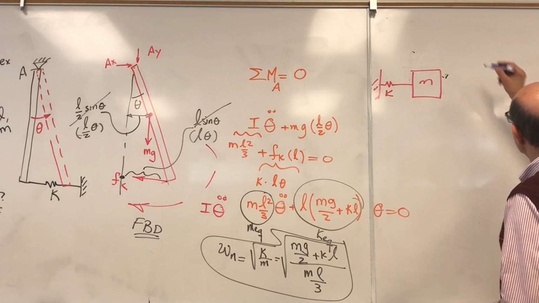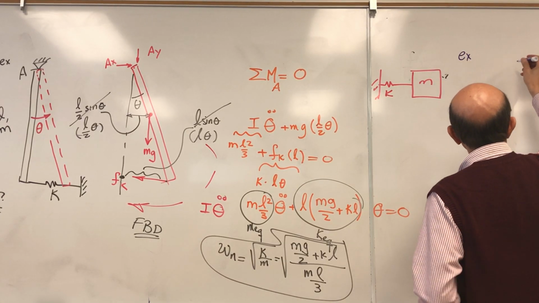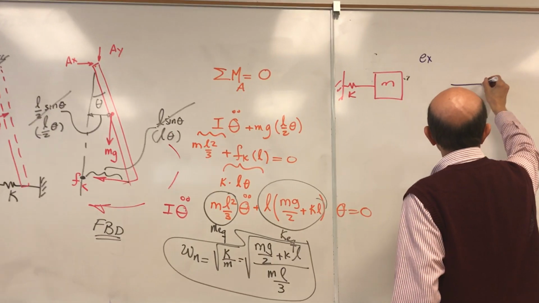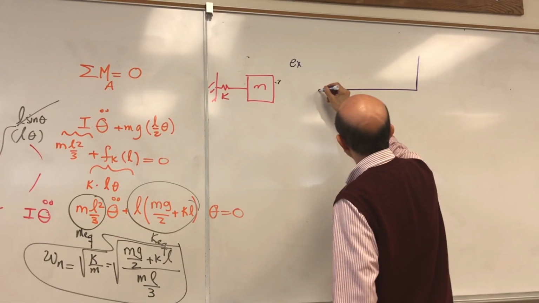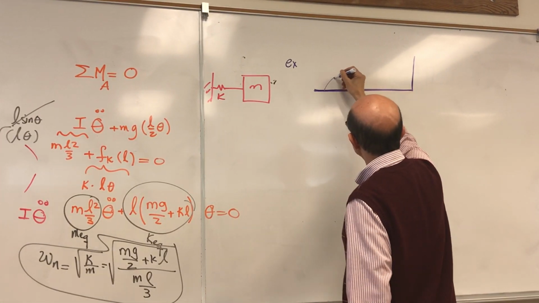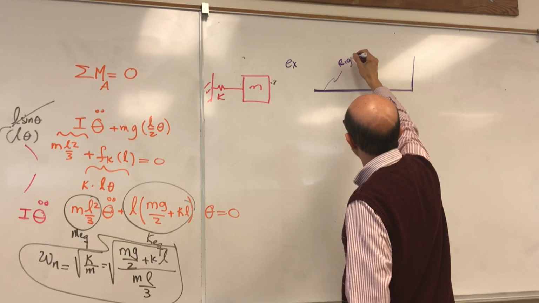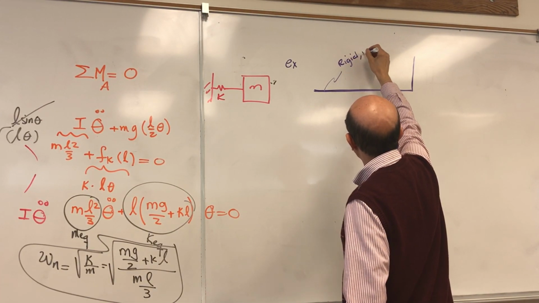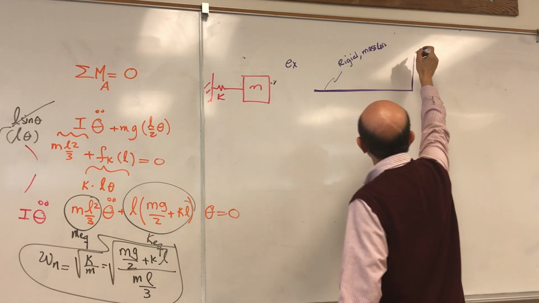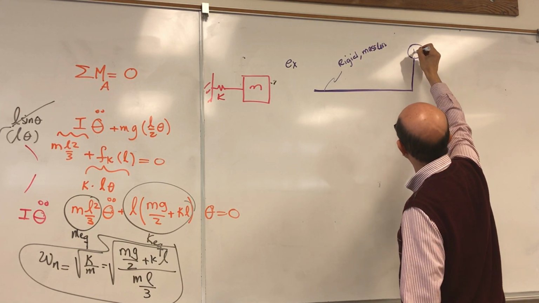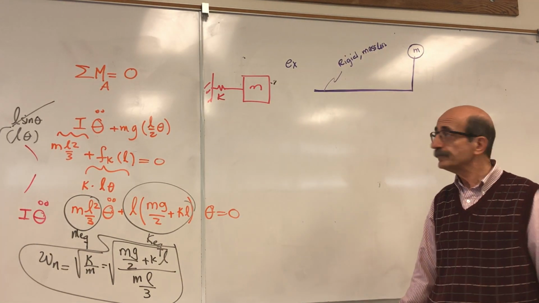Another example. Let's say you have a rigid bar like this. This is rigid, massless. There's a lumped mass here, a point mass.